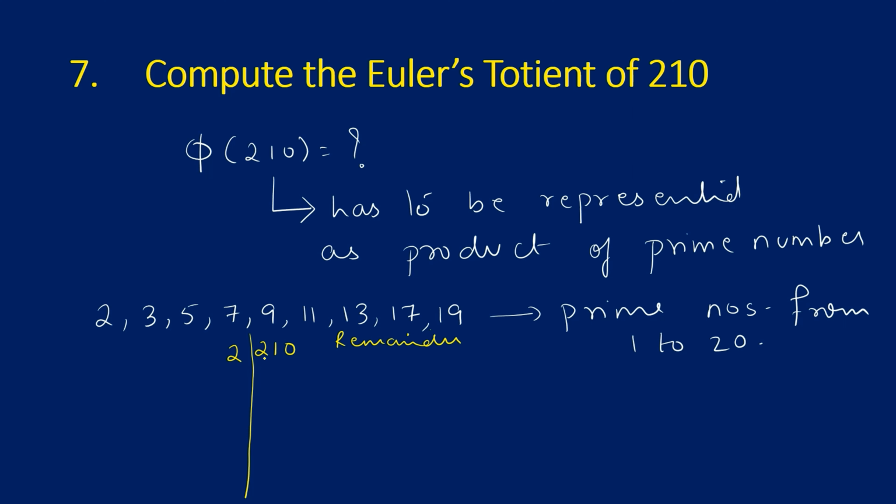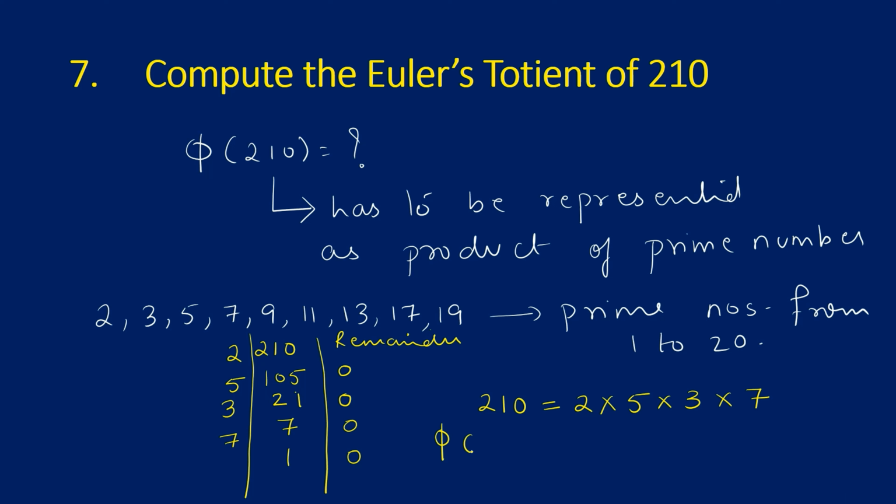So here, as you can see, if I divide 210 with 2, I get the answer 105 and my remainder is 0. So now 105 has to be divided by such a prime number which results in remainder 0. So which is that? If I divide 105 with 5, 5 into 21 is 105 and the remainder is 0. Now 21 when divided by 3 into 7, I get the remainder 0, and 7 into 1, the remainder is 0. Therefore, 210 can be represented as 2 into 5 into 3 into 7.